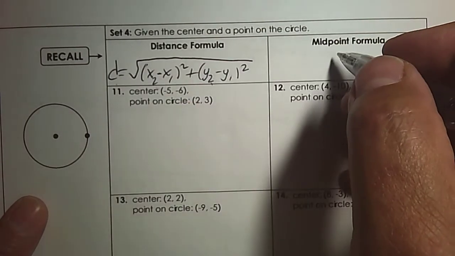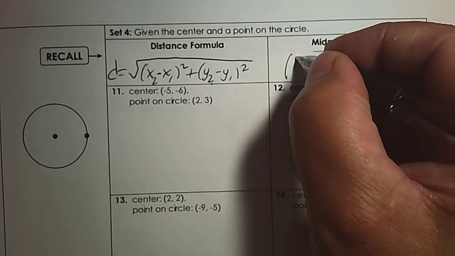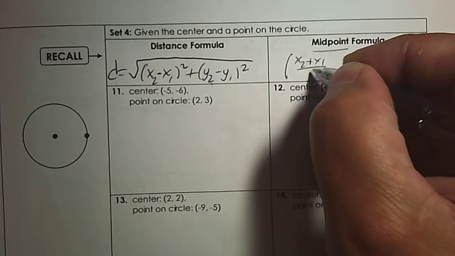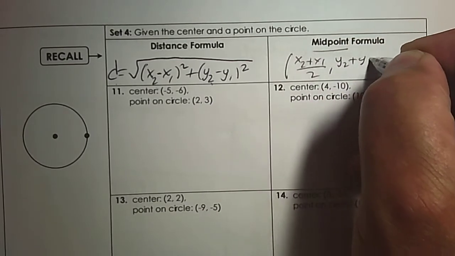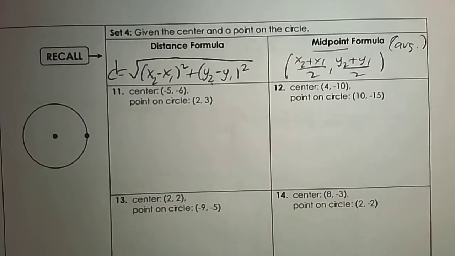And then to find the midpoint, it's just the average of the x's. If you have 2 points, you would add the x's together and divide by 2, or add the y's together and divide by 2. Think of this as the average of the x's or the y's, whatever we need.